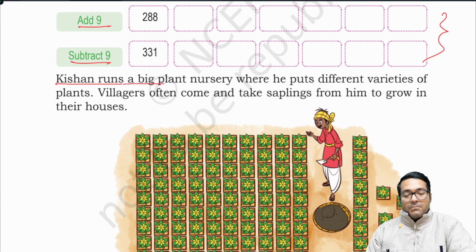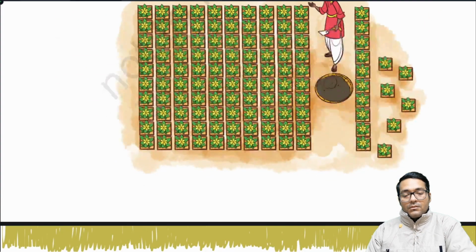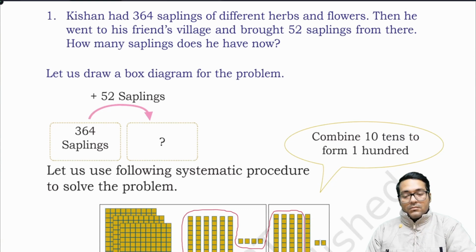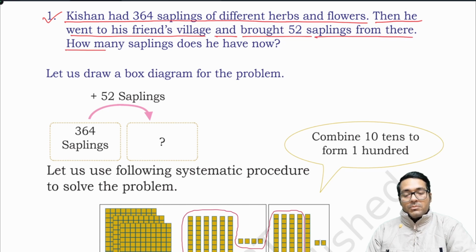Kishan runs a big plant nursery where he puts different varieties of plants. Villagers often come and take saplings from him to grow in their houses. 1. Kishan had 364 saplings of different herbs and flowers. Then he went to his friend's village and brought 52 saplings from there. How many saplings does he have now?